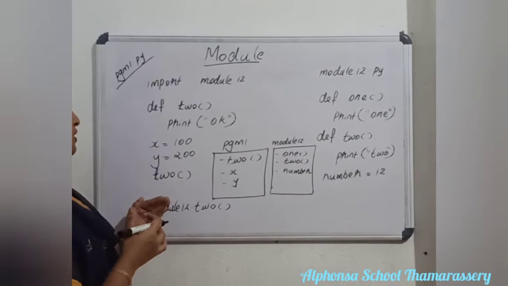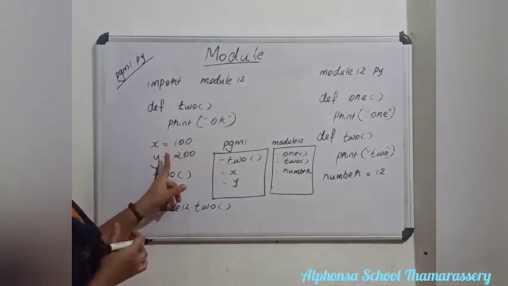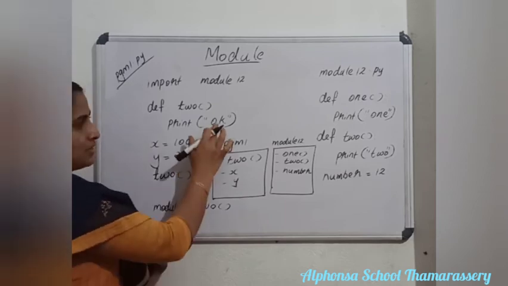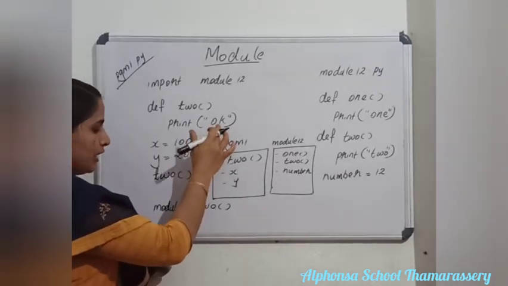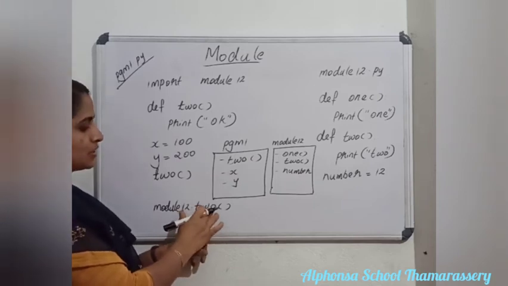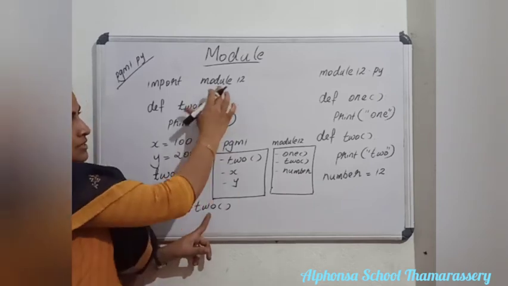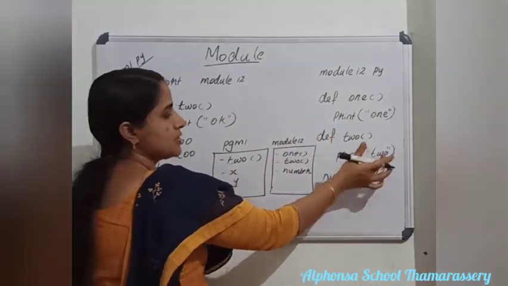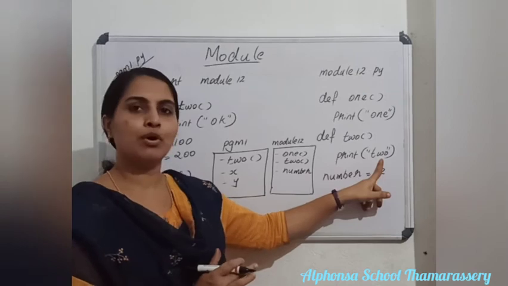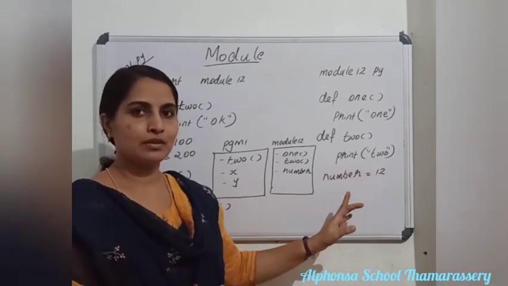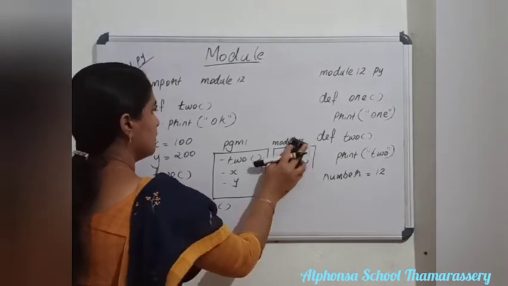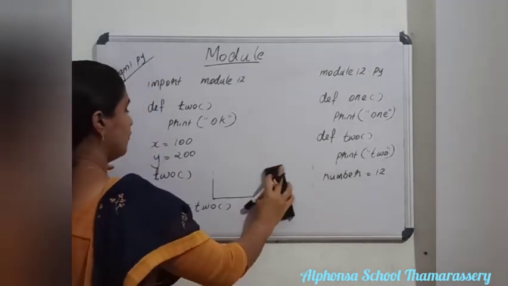So the output of this program: x equal to 100, y equal to 200, we are not printing at all. Then two, function two, prints OK. So the output will be OK. Then module12.two means it moves to the function defined inside module12, and its content is two. So the output will be two. Clear? Yes.